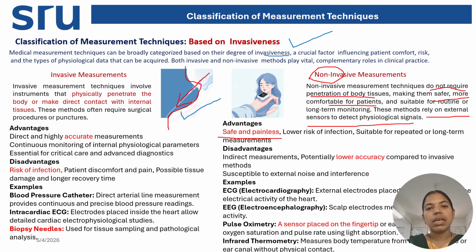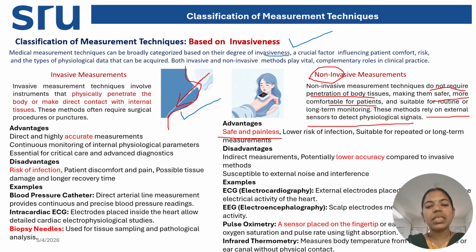Examples: the ECG, electrocardiogram. It uses externally placed electrodes on the body of the patient. For example, electrodes are placed on the chest of the patient and the electrical activity of the heart is recorded. EEG, electroencephalogram: we place the electrodes on the scalp of the patient and then the electrical activity of the brain and neurons is observed in the EEG signal. This is also a non-invasive method.